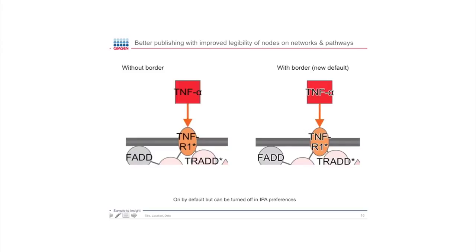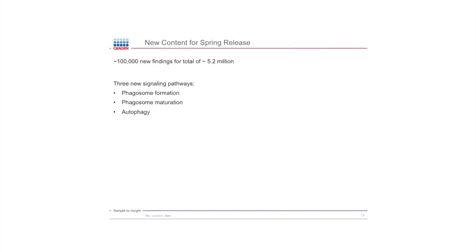This is new. So this is the previous way a network or a pathway might look in IPA. There's a zoomed in little portion here. Now by default, there's a little white border around the font so that you can see it better. I think it's much easier to see. So you can turn this off in IPA preferences, but it's on by default, and I think it looks a lot clearer. And lastly, for the spring release, we have, as I mentioned, 100,000 new findings and 3 new signaling pathways around autophagy or the phagosome. So please check that out.